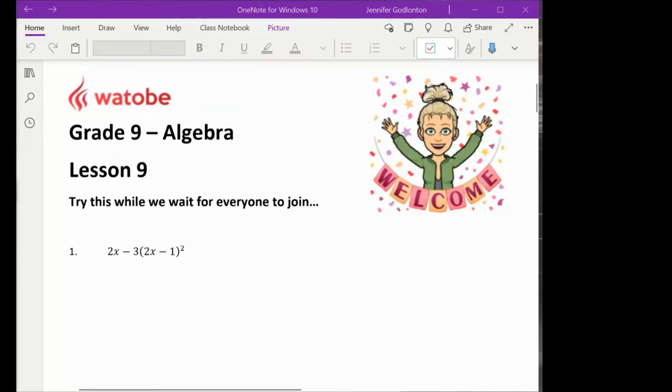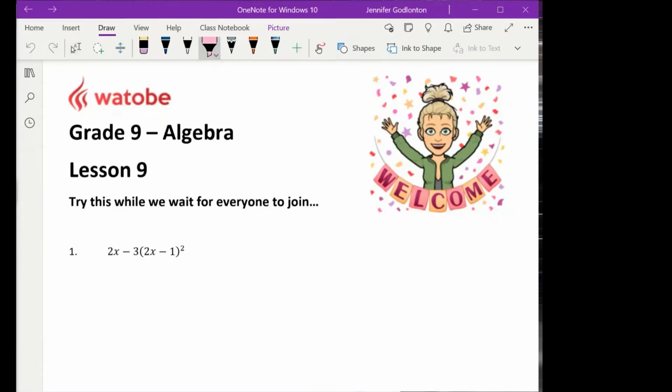Now, the first thing we have to do is we have to see that I was trying to trick you. I've got this bracket here that is being squared. And remember, when we have that squared bracket, we say, when in doubt, write it out. So we can see that we have got this bracket that is being squared, so we are going to write it out 2 times. I'm going to say 2x minus 3, and then I'm going to have 2x minus 1, and again, 2x minus 1.